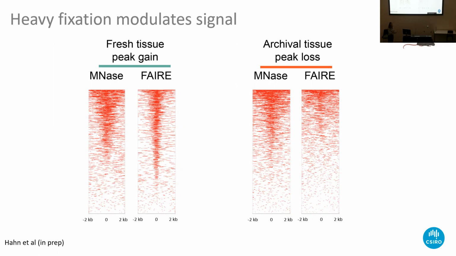When you move to archival tissues, rather than looking for peak gain like you do in fresh tissues, we flip that and look for peak loss. And when we look for peak loss in the tissues treated with MNase and FAIRE, we see that same kind of tornado effect where there's enrichment at the transcription start site all across the genome. MNase looks more or less like it does in fresh tissues, and with FAIRE the signal's weaker, but it's still there.